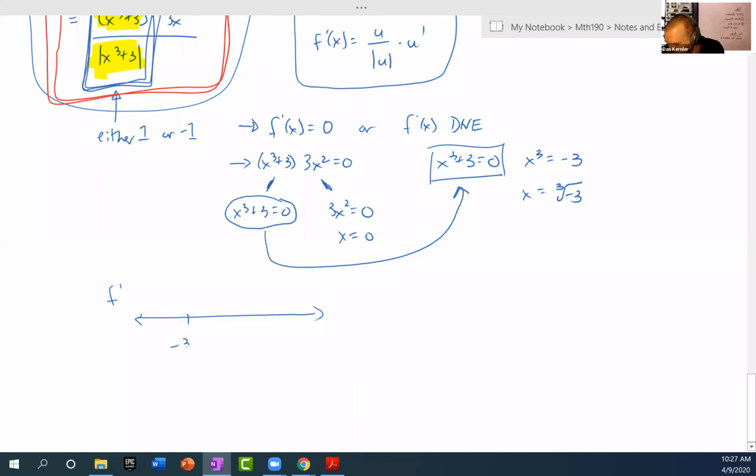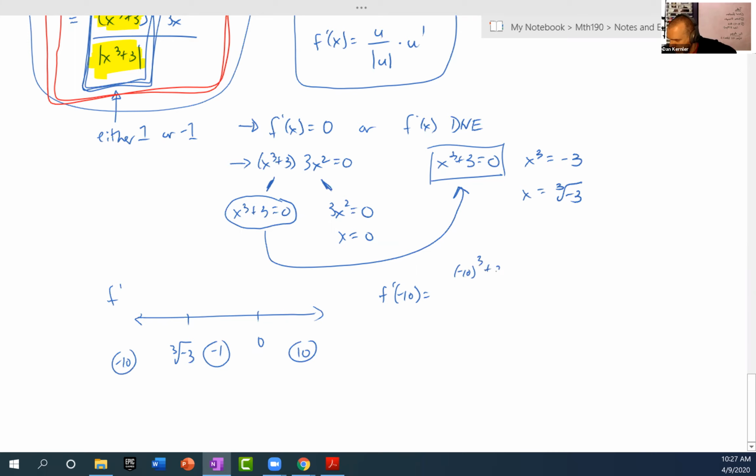Okay, so I'm going to mark the negative cube root of 3 and 0. And so I'm just going to pick a big negative number like -10. Let's see. Cube root of -1 is -1. So this should be more negative than -1. So I should be able to do -1 here and then like 10 over here. And you can do different numbers if you want. Okay, so we're going to test these in the derivative.